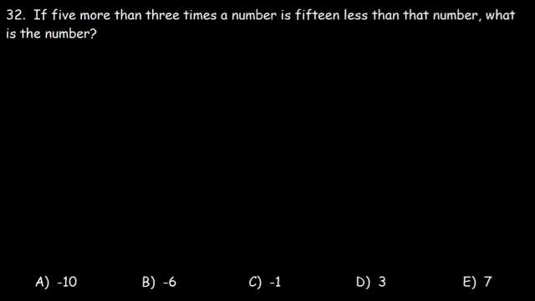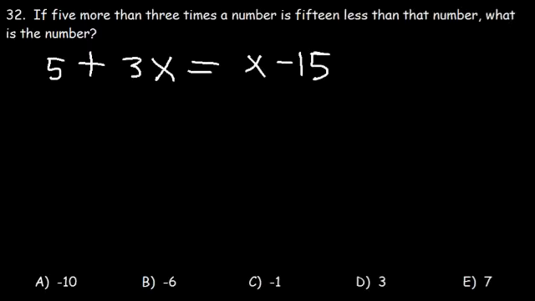32. If 5 more than 3 times the number is 15 less than that number, what is the number? So let's convert this question into an equation. 5 more represents plus. 5 more than 3 times the number, we're going to call the number x, is the same as equals 15 less than that number. So it's the number minus 15. What is the number? So we just got to solve for x.